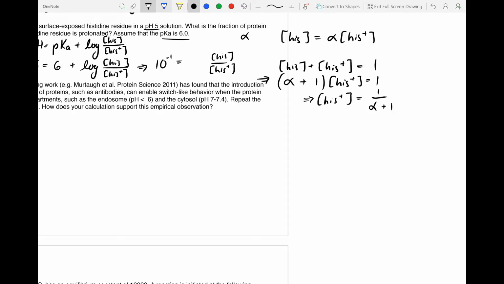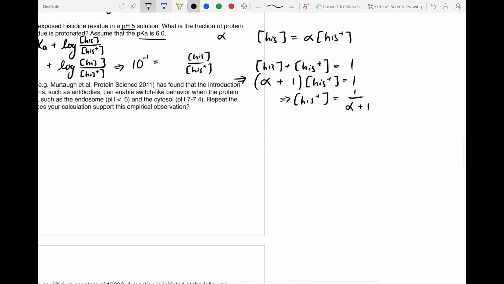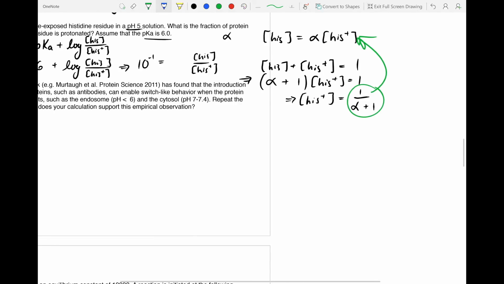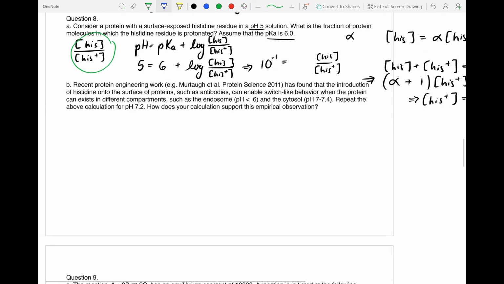And then if you wanted to get the concentration of the non-protonated form, you just plug this value here and you would get both concentrations. I should probably state that you're actually not getting the concentration, you're getting the fraction of protein molecules.